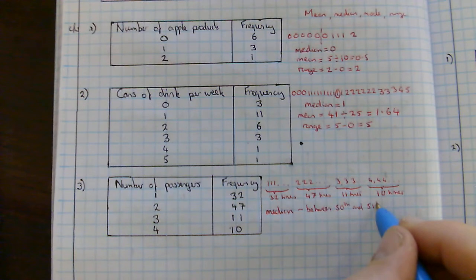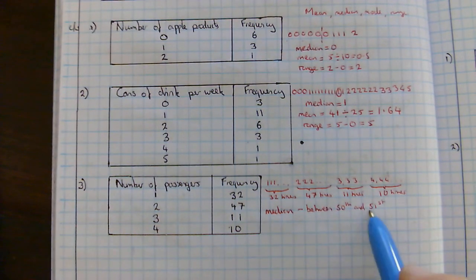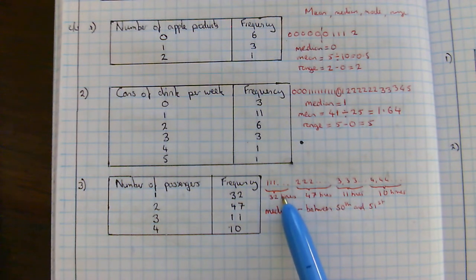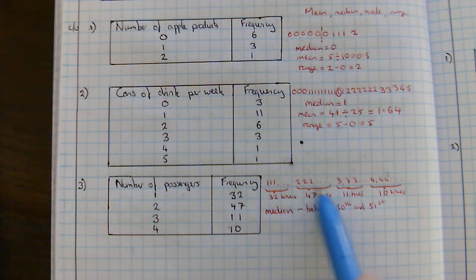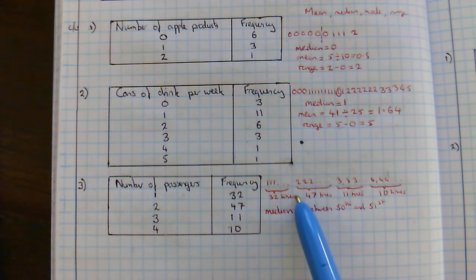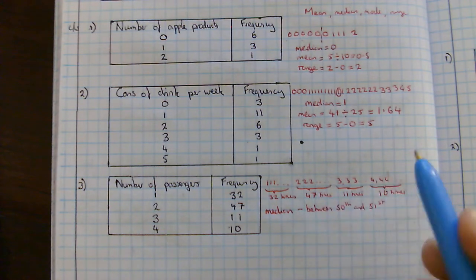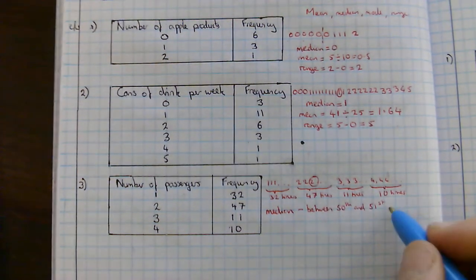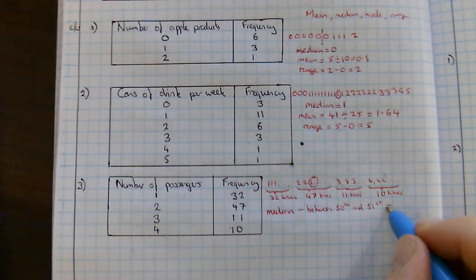Remember, if there's an even number of items, it's going to be between two numbers. So my first 32 items are in here. I've then got another 47 items in there, so everywhere from the 33rd through to the 79th item is going to be a 2. So the median must be in this group. So it's going to be a 2.